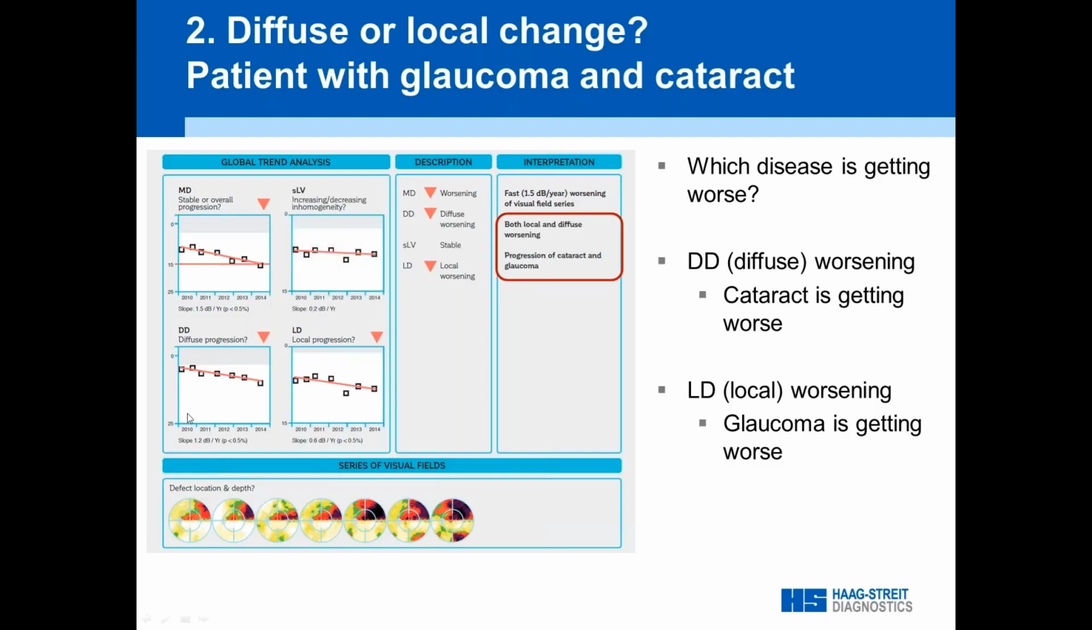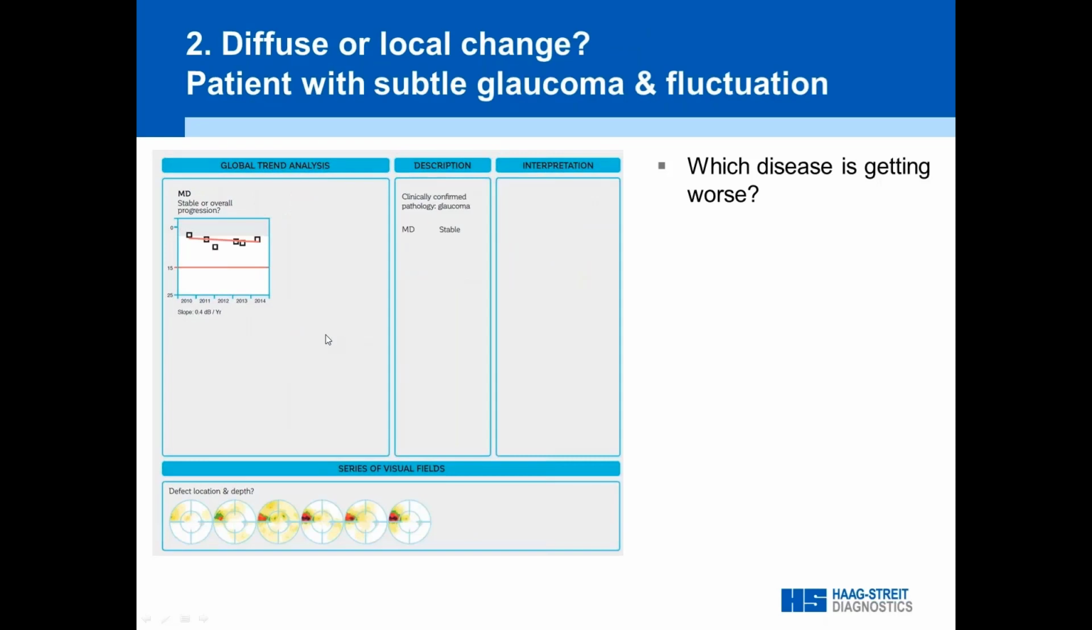We do have, for historic reasons, an SLV progression too. I tend not to look at it because this is more the homogeneity or inhomogeneity of the fields, and it gets confused if you have both local and diffuse loss progressing. But for historic reasons, it is there because the SLV is the much older index. But this I find quite helpful in cases like this.